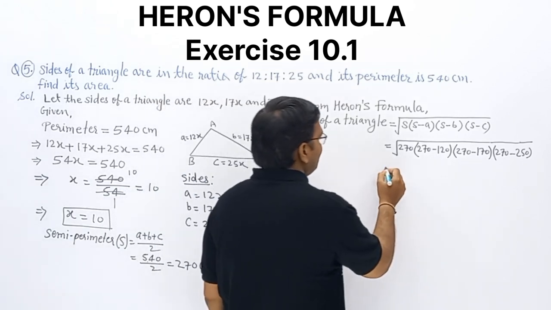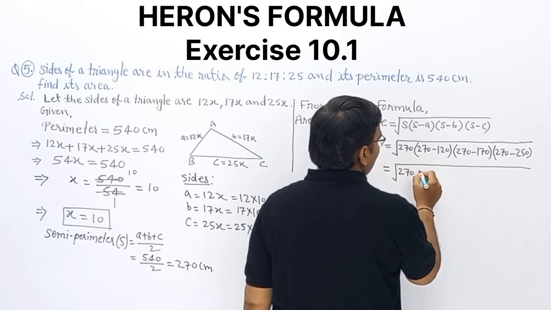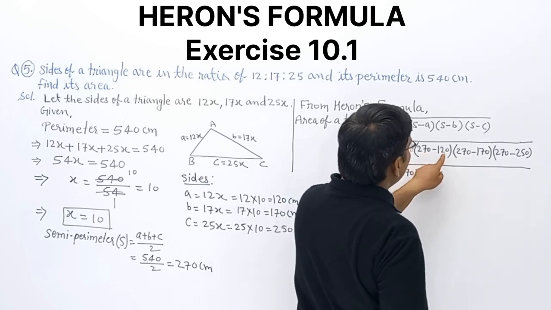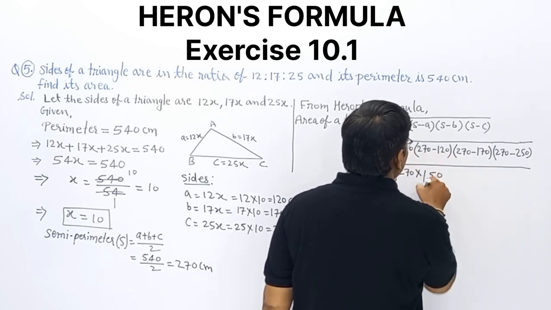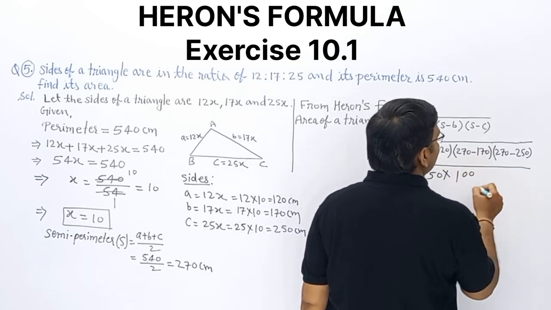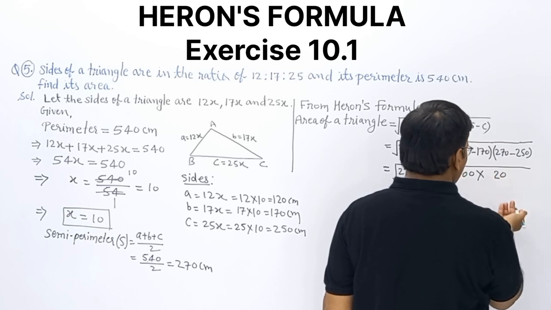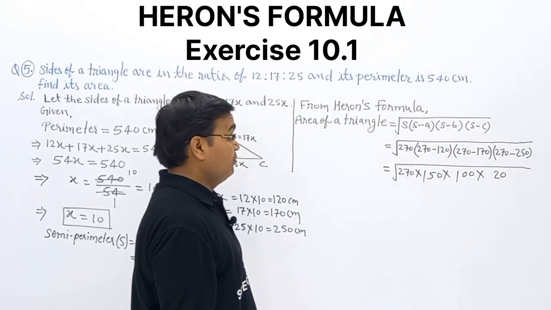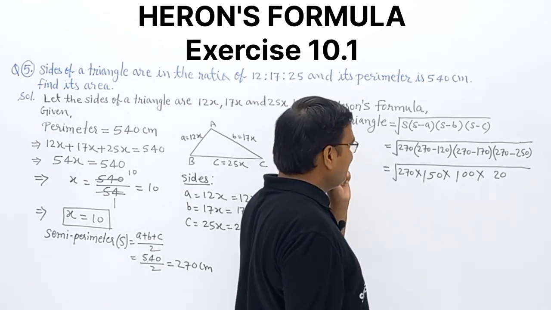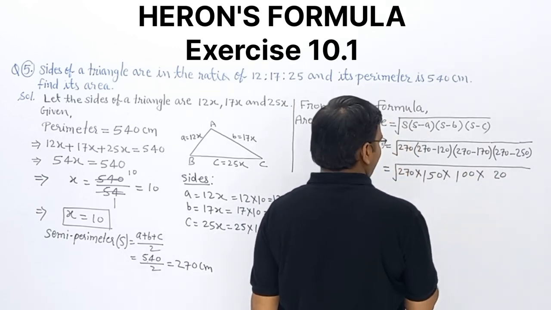Now we will solve. How will we solve? Observe carefully. 270 will stay as it is. What is the remaining? When we subtract, we get 150, 100, and 20. Now all are in multiplication form, and we want its square root. How will we solve? Observe. 1, 2, 3, 4, 5. We have 5 zeros.